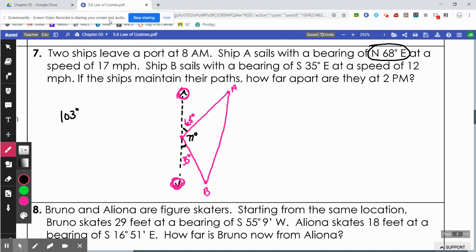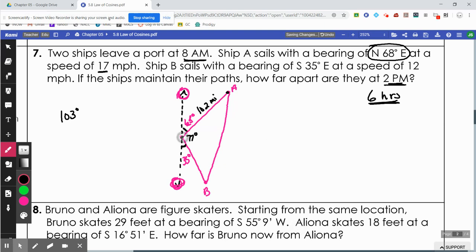The other thing that we've got to work on, they set sail at 8 a.m., and we want to know how far apart will they be at 2 p.m., which is going to be 6 hours later. That's the reason they gave us speeds. Ship A is going at 17 miles per hour for 6 hours. We've got to see, okay, from here to here, how far has it traveled? 17 miles per hour for 6 hours, that would be 102 miles.